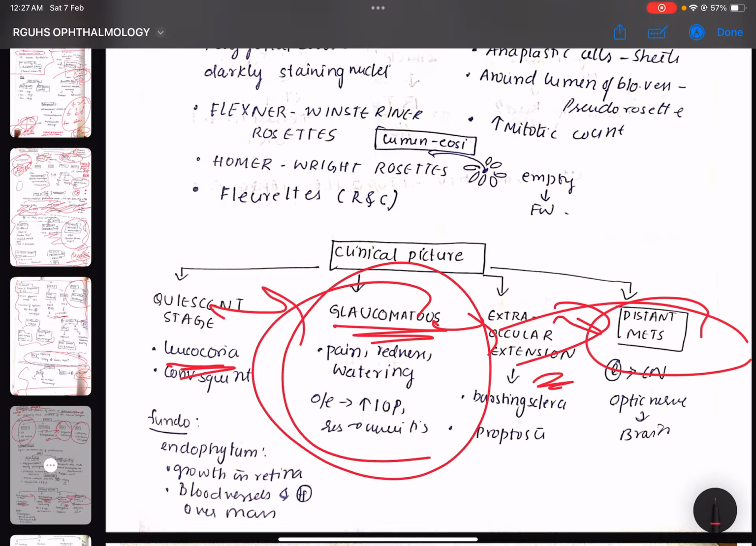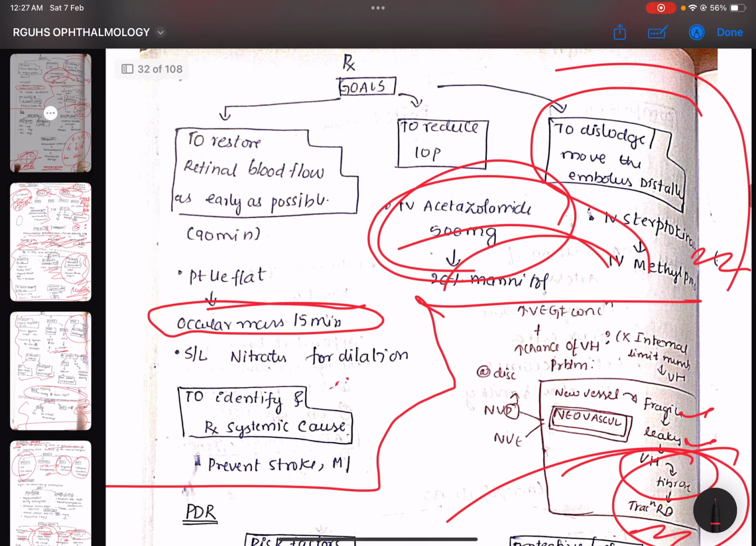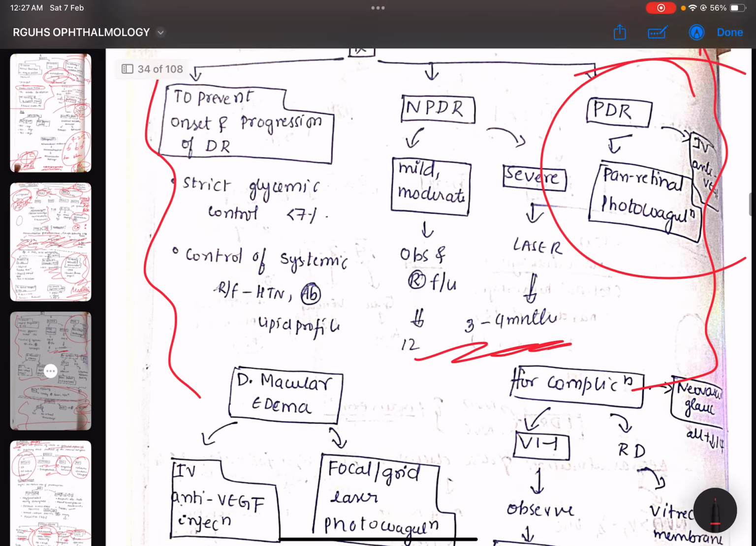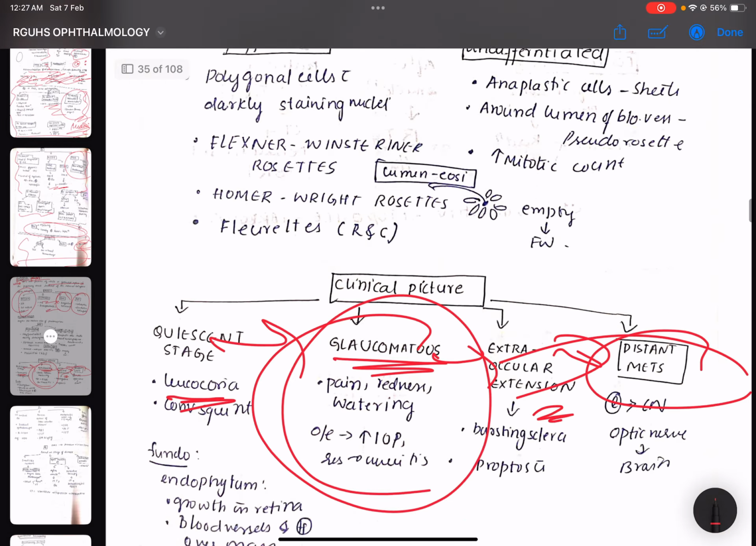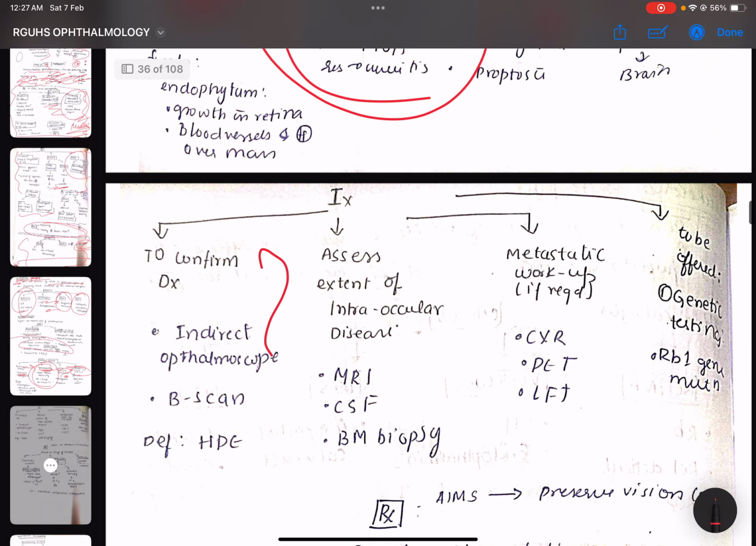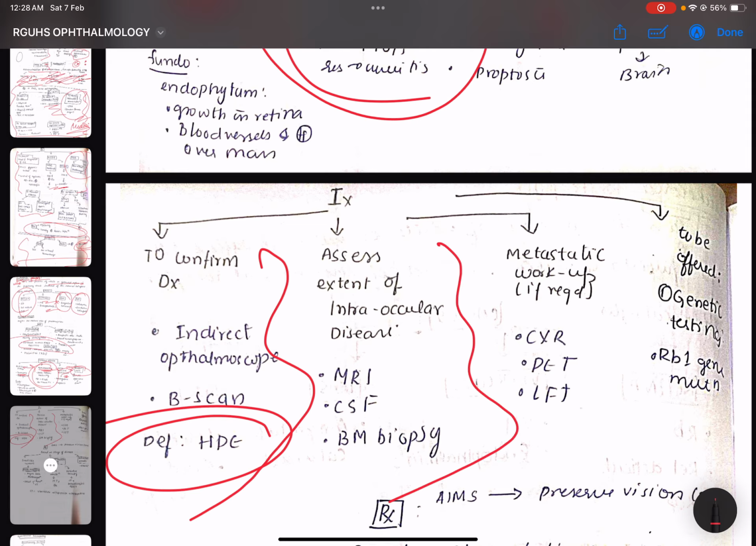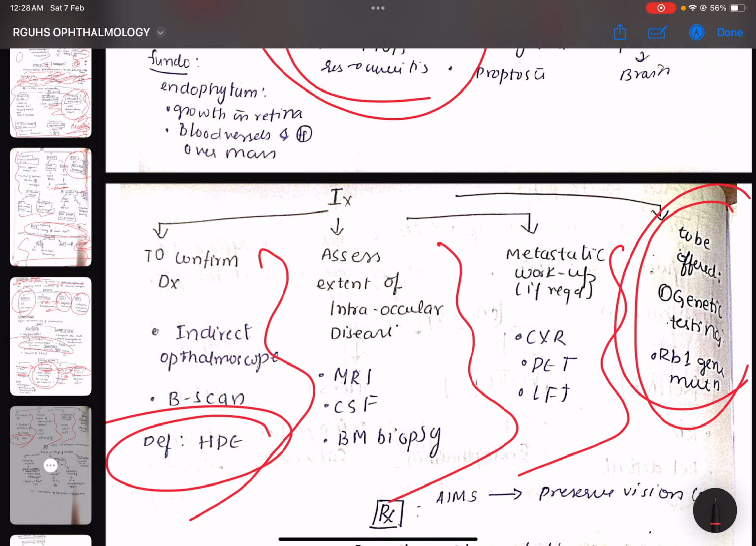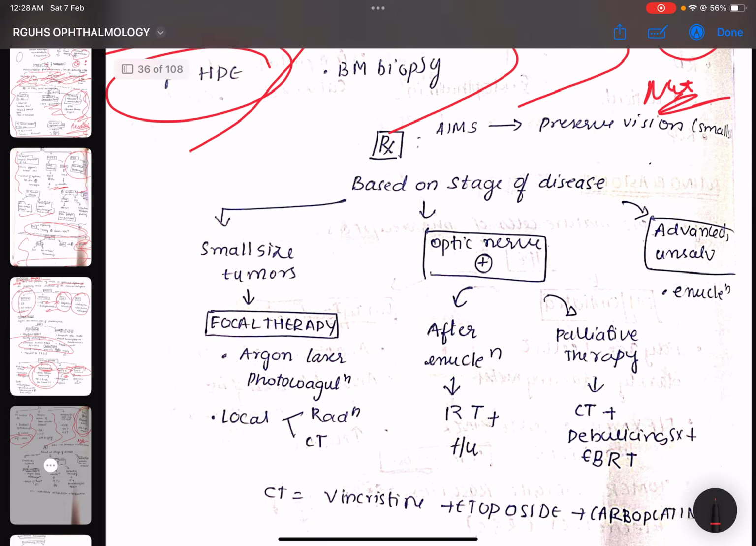Why are you having glaucomatous change, if you understand? Because there is a growing mass which can increase IOP. So if you know this, then it's very easy for you to write any part of the metastatic workup. One important thing is the differential diagnosis, which I have to mention. Investigations to confirm: obviously you have to do all these things, but the major definitive test is only histopathology, and to assess the disease, a metastatic workup. Obviously you also have to talk about retinoblastoma gene testing.